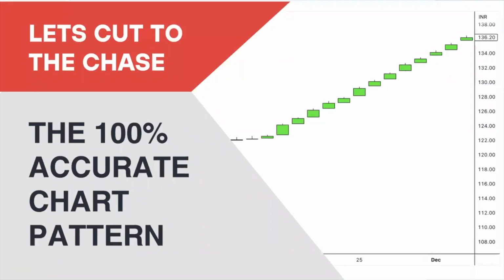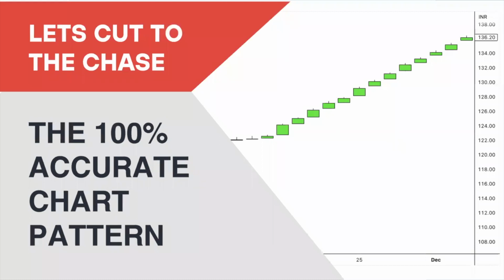Today's first session is going to be the 100% accurate chart pattern. The term 100% is itself very suspicious, because as we usually say in the markets, nothing is 100%, right? Nothing is ever 100% confirmed to happen. But trust me when I say this, in my last 9 years of experience with the markets, there is one pattern which has always given me 100% accuracy, and it is this pattern.